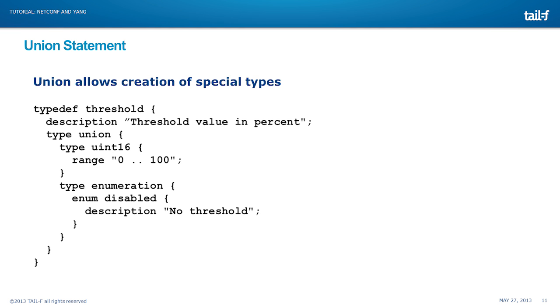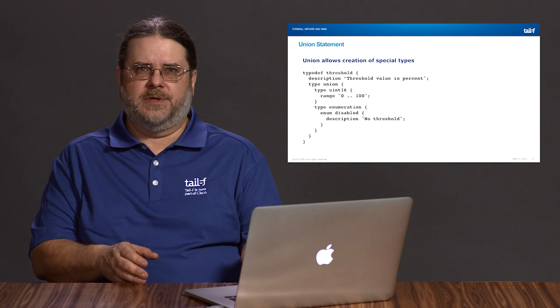Here, we see that we've declared a type called threshold, and we use type union within threshold. So union can be an unsigned 16-bit integer which takes the values of 0 to 100, or it can be an enumeration with one enum value of disabled. So this means the user can enter the value of 0 to 100 or disabled. In, for example, the ConfD CLI, this will be rendered where, when they're setting the value of something which has type threshold, they can enter any number between 0 and 100 or the word disabled.